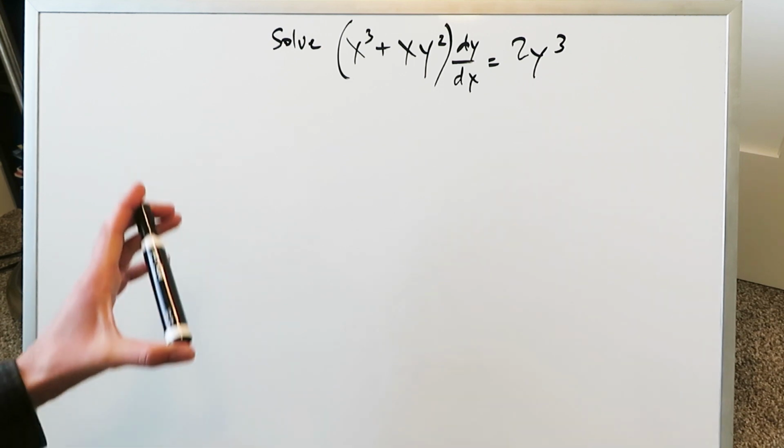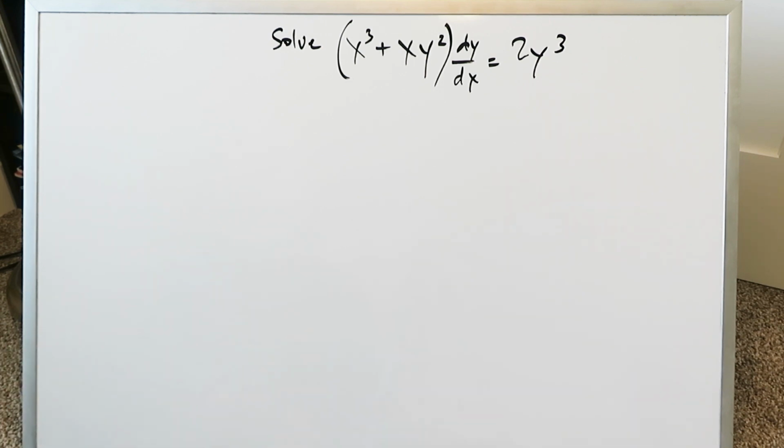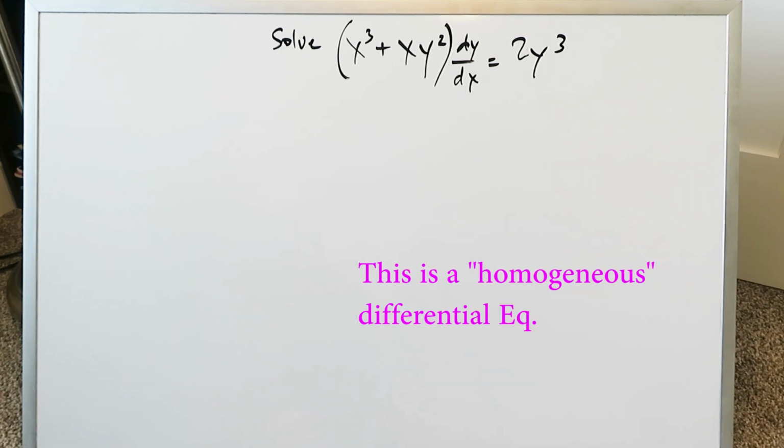Thank you for joining me for this video where we're looking at this specific and single question. It's a hard one. We have to solve this differential equation: (x cubed plus xy squared) dy/dx is equal to 2y cubed. How would you go about solving this?